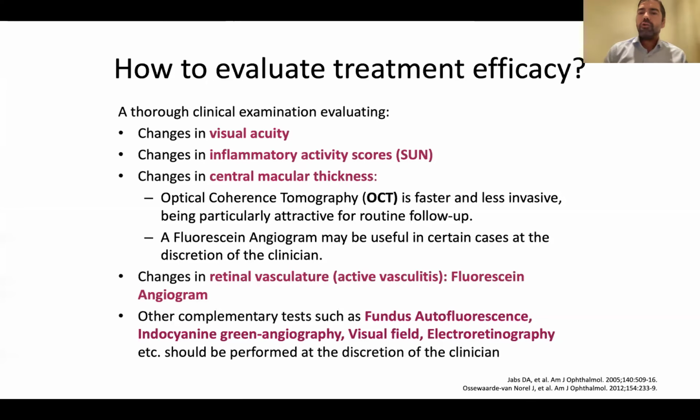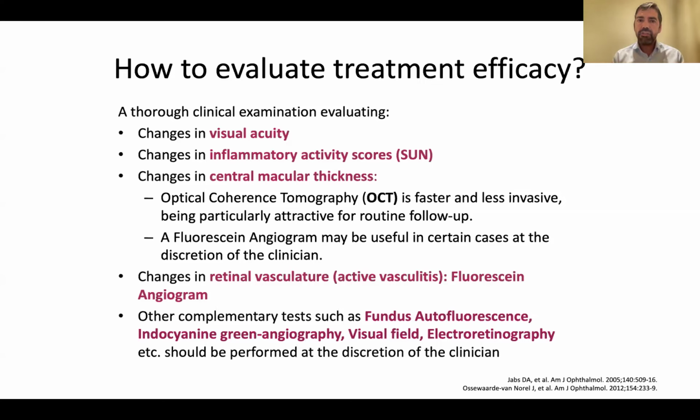And how to evaluate treatment efficacy. So a thorough clinical examination evaluating visual acuity, inflammatory activity scores, usually following the SUN initiative, central macular thickness with an OCT, and sometimes also with a fluorescein angiogram. And of course, changes in retinal vasculature, looking for active vasculitis with a fluorescein angiogram, and some other complementary tests, such as autofluorescence, visual field, electroretinography, that should be performed at the discretion of the clinician.